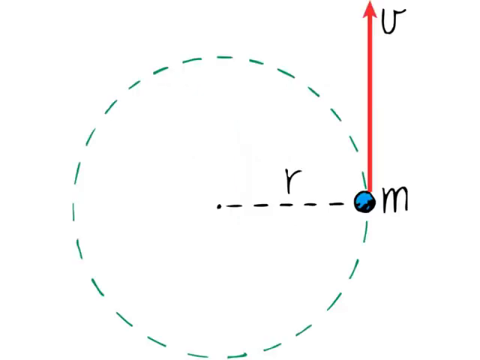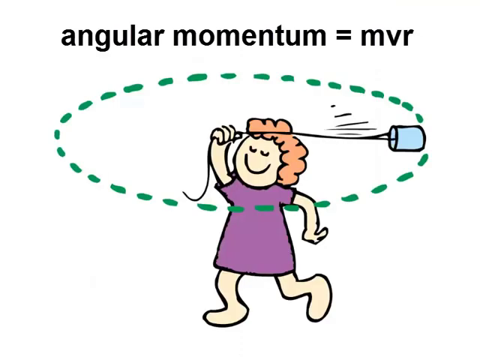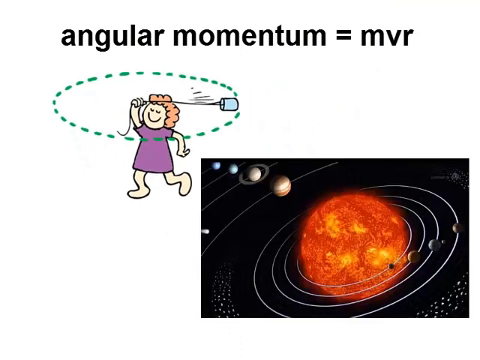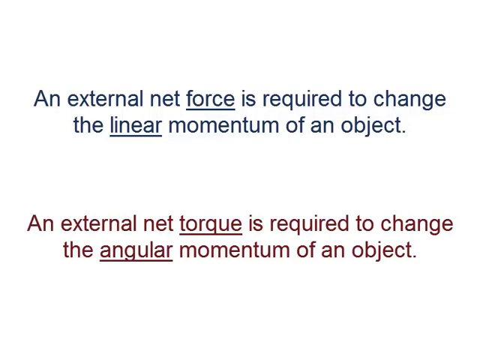For the case of an object that's small compared with the radial distance to its axis of rotation, the angular momentum is simply equal to the magnitude of its linear momentum mv multiplied by the radial distance r. Angular momentum equals mvr. This applies to a tin can swinging from a long string or a planet orbiting in a circle around the sun. An external net force is required to change the linear momentum of an object. An external net torque is required to change the angular momentum of an object.